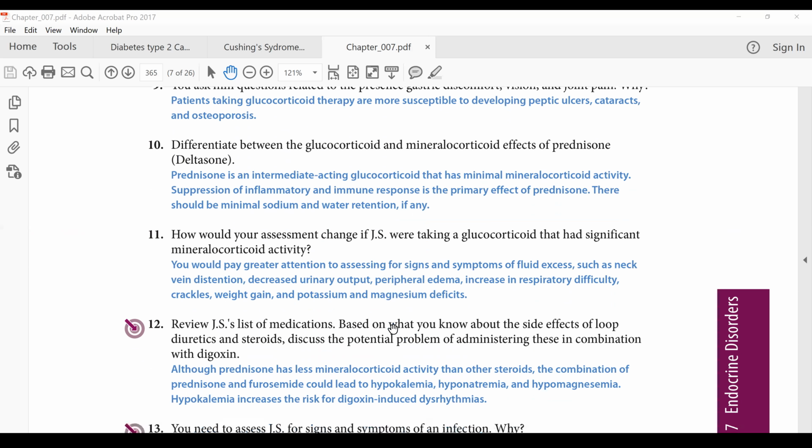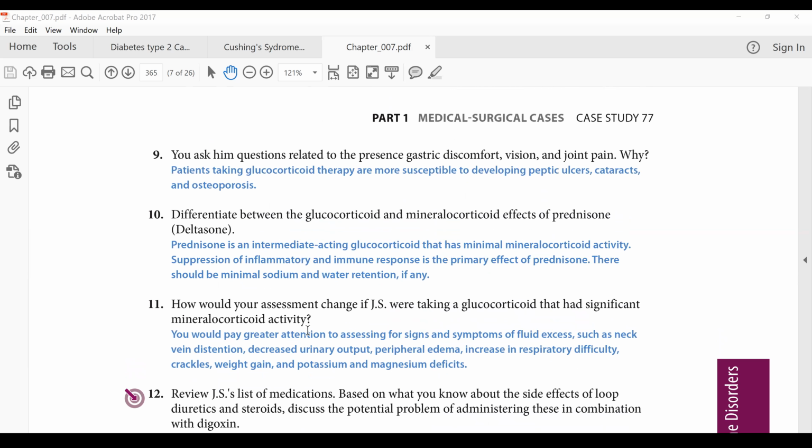So here's the list of medications. Based on what you know about the side effects, now we're going to talk about the loop of Henle, because that's more specifically related to your diuretics, and it is going to be related to the steroids. Discuss the potential problem of administering these in combination with digoxin. You would have to look at how digoxin affects the kidneys, how the diuretics affect the loop of Henle, which should increase diuresis, right? And what steroids do. Then we look at whether we have a good mix of meds.